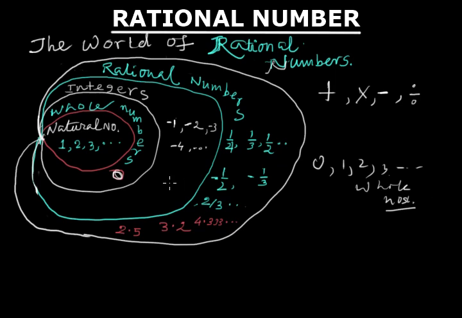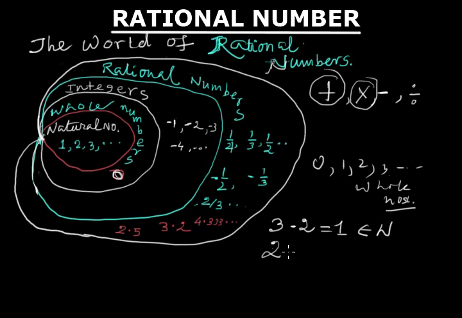But with the whole numbers only we can do addition and multiplication. We cannot subtract any two whole numbers to get another whole number. If you subtract 2 from 3, the result is a whole number. But if we do the opposite operation, 2 minus 3, it becomes minus 1, but there is no minus used in whole numbers.